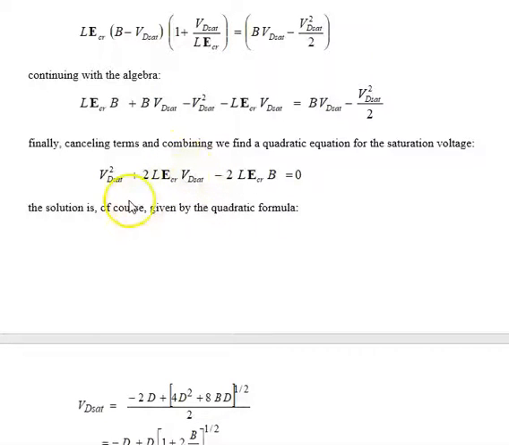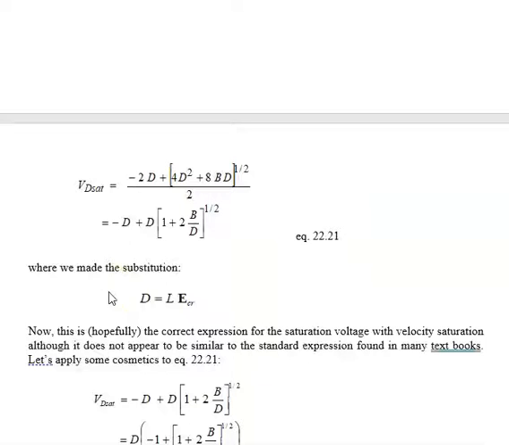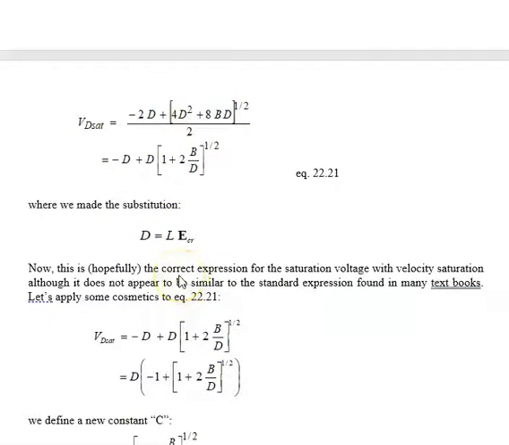That's a quadratic equation. So the solution is given by, what else? The quadratic formula. And here it sits, where I make another definition of L. E critical, I define as D. This is just the quadratic formula. And basically, we are just about done. We're getting very, very close.